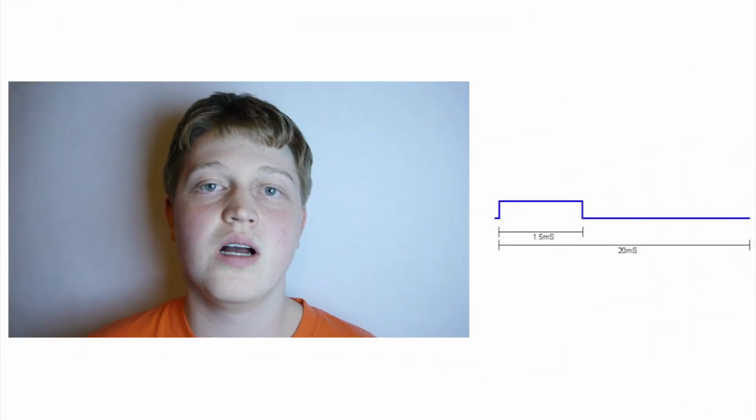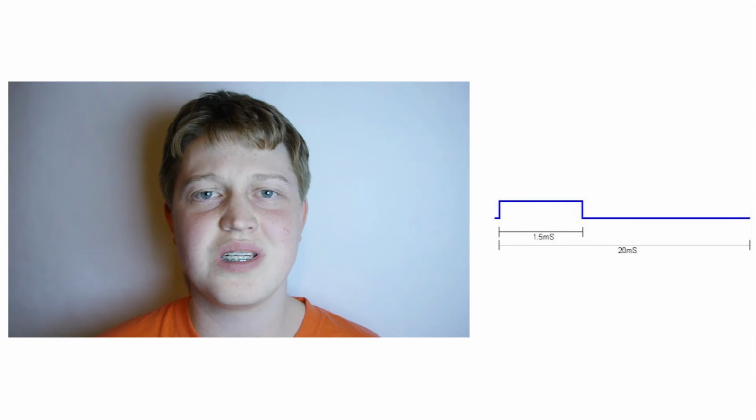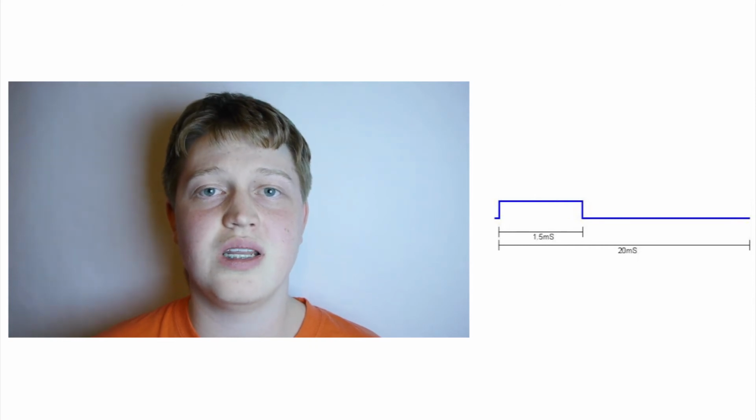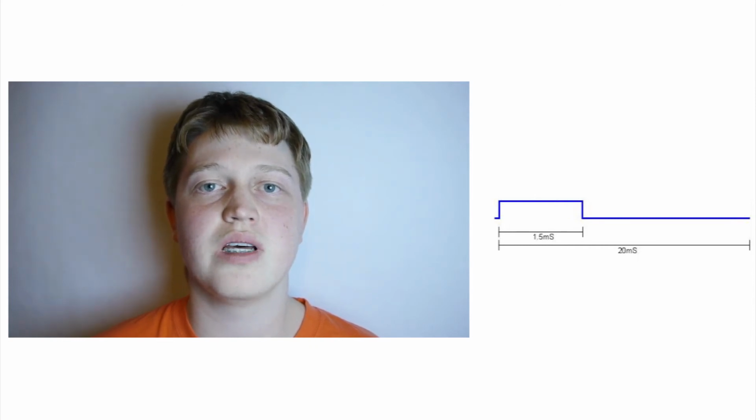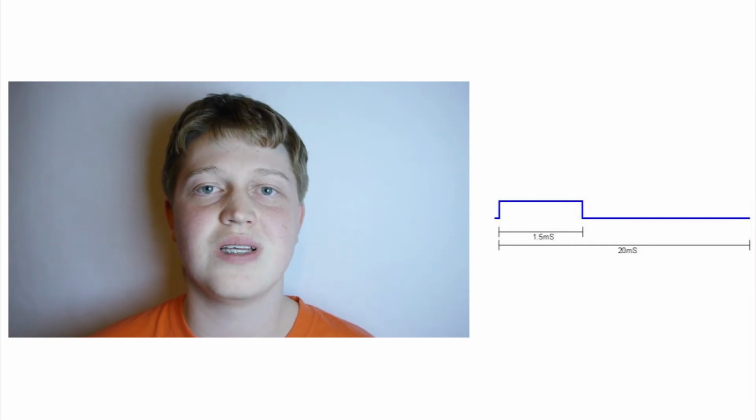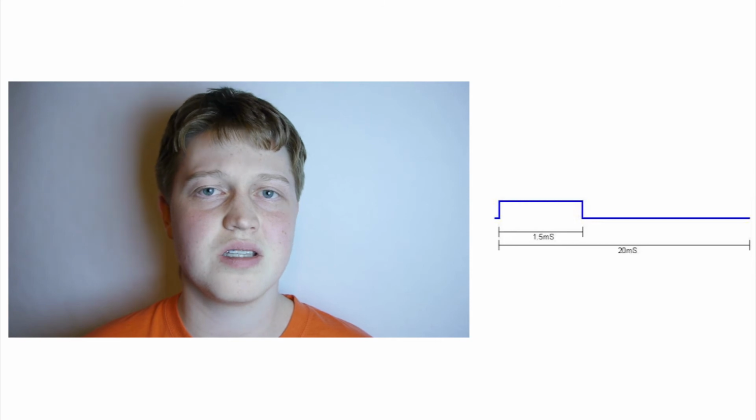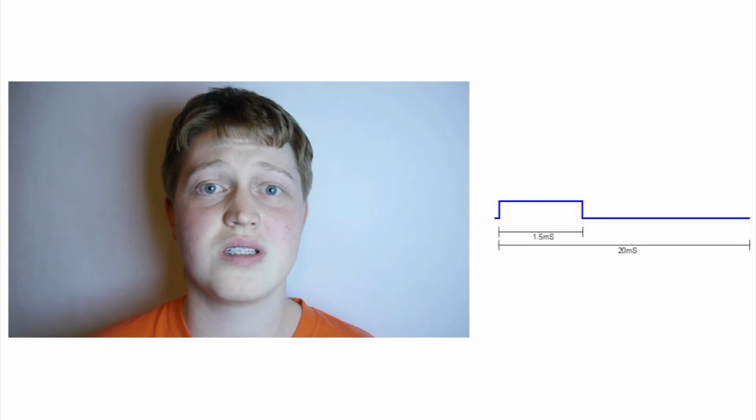Period is just the word for how long it takes for a graph to repeat itself. If you look on this graph over here, you can see that the 20 millisecond part is the period. So that graph will repeat every 20 milliseconds. The next word I need to explain to you is pulse width. The pulse width of that graph over there is 1.5 milliseconds. That's how long the signal is on. So again, on the graph, the period is 20 milliseconds and the pulse width is 1.5 milliseconds.